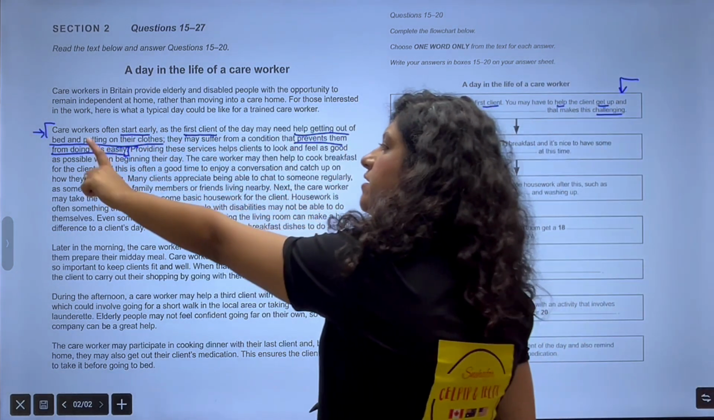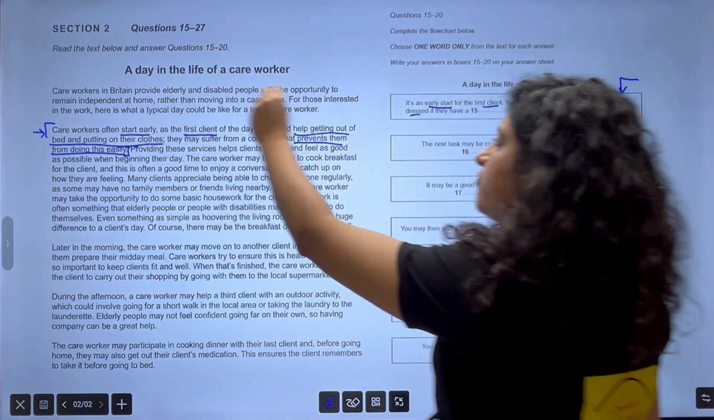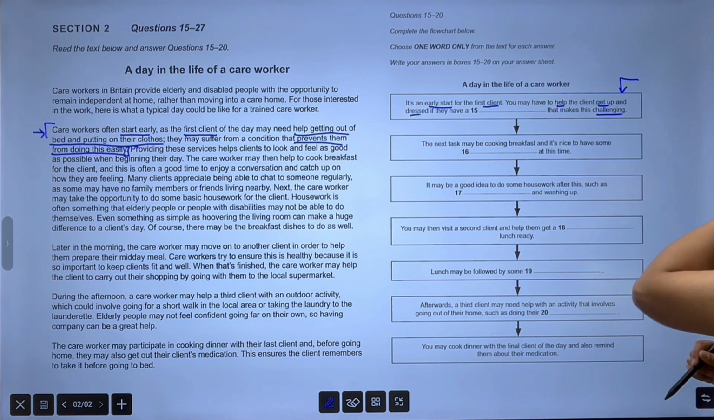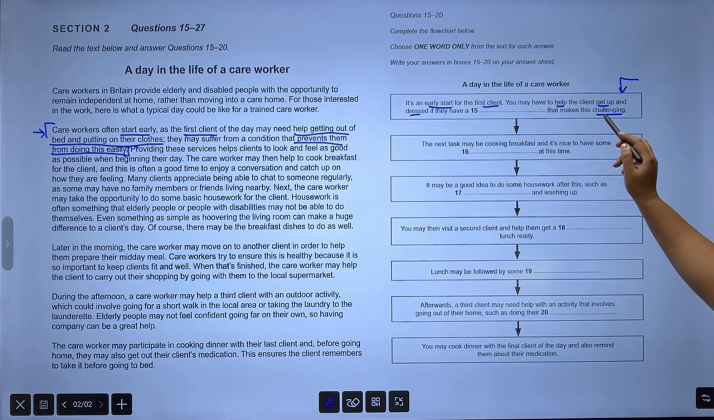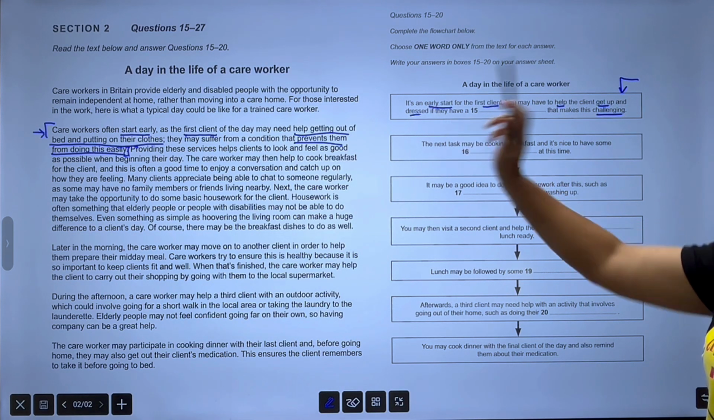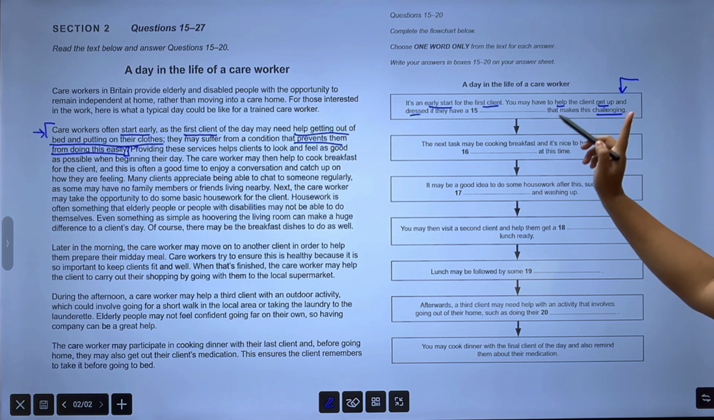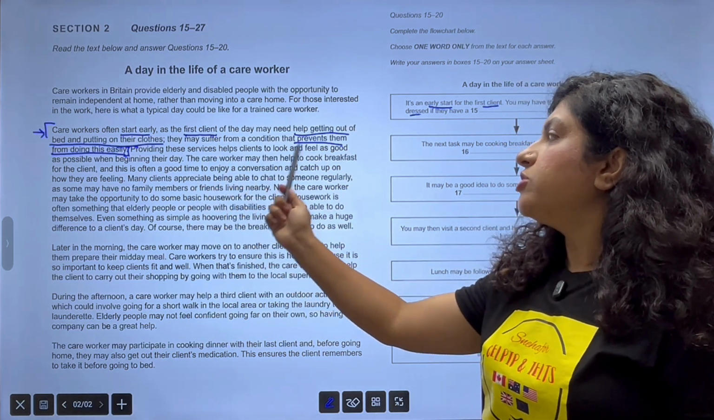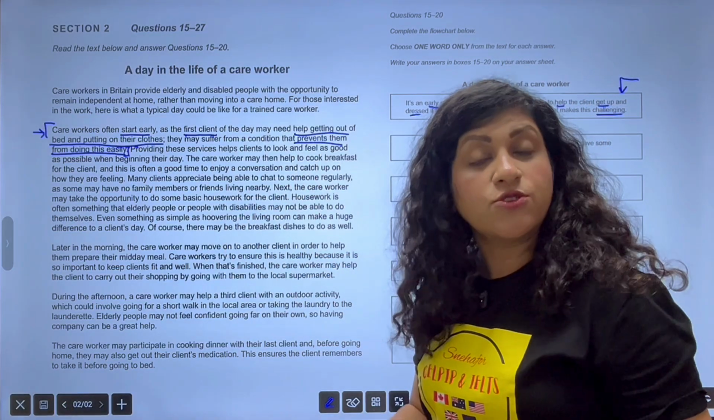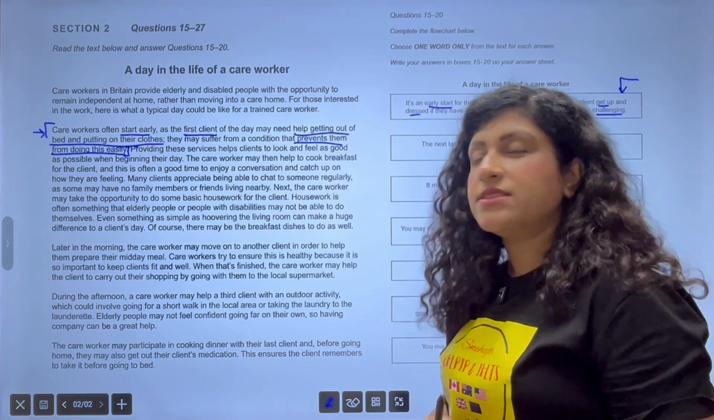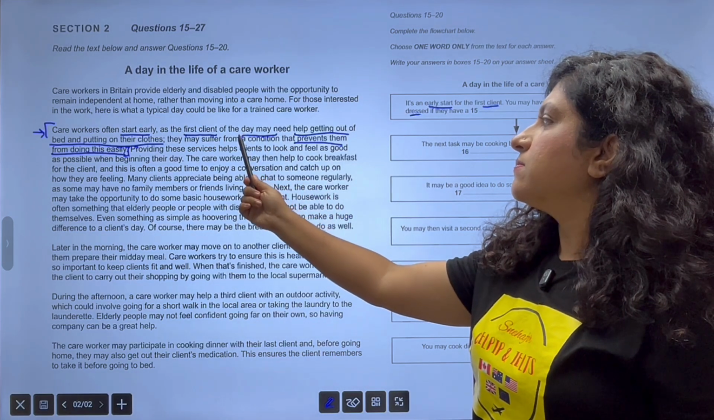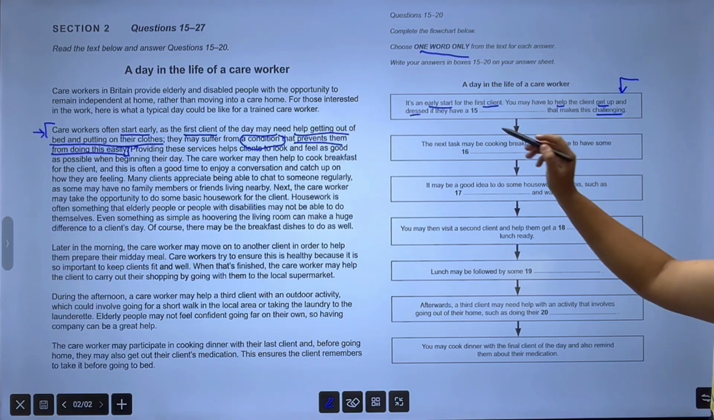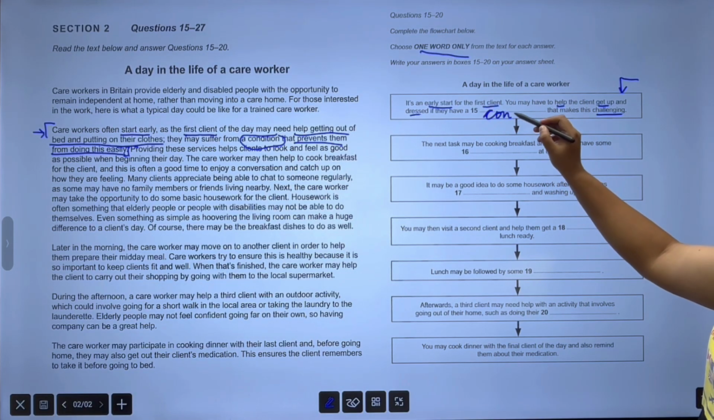Once you have located the keywords, now you have to fit that one word that will be there as your answer. So what is that one thing that makes getting up, getting dressed for the clients challenging? That we have to find. It clearly says that they may suffer from a condition that prevents them from doing this easily. So what is that one thing that prevents them from doing this? That is condition, right? So this is going to be your answer. And since you can only write one word, your answer would be condition.